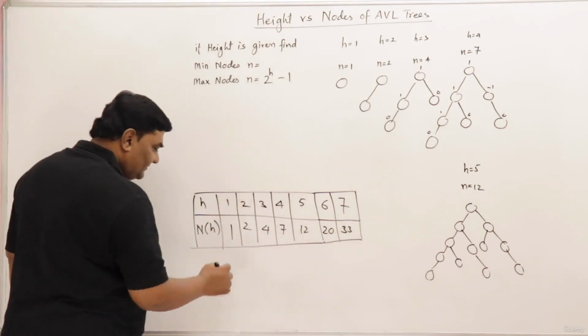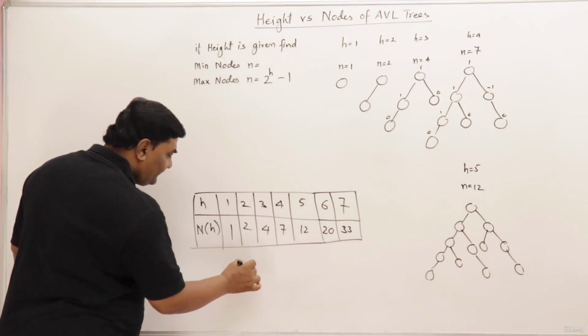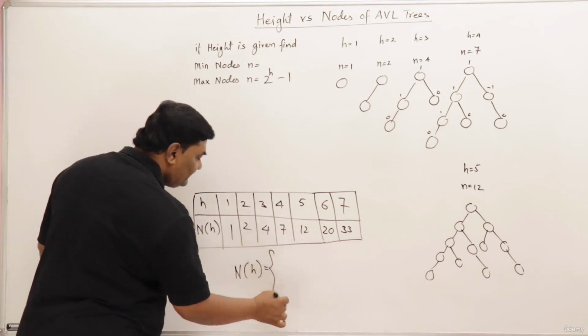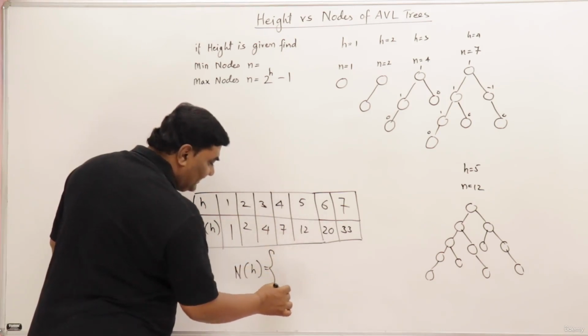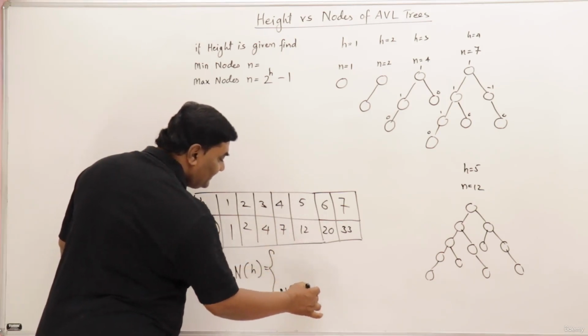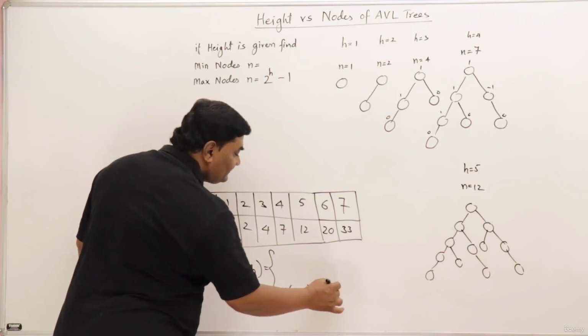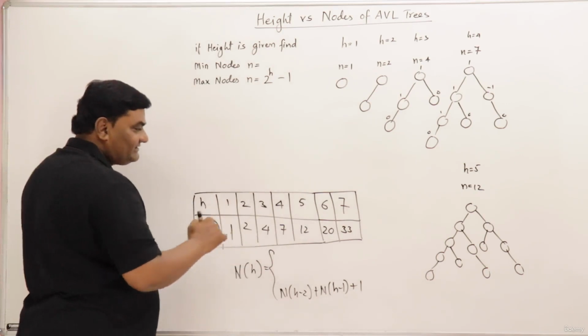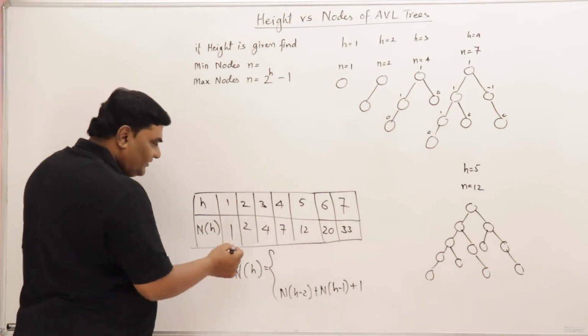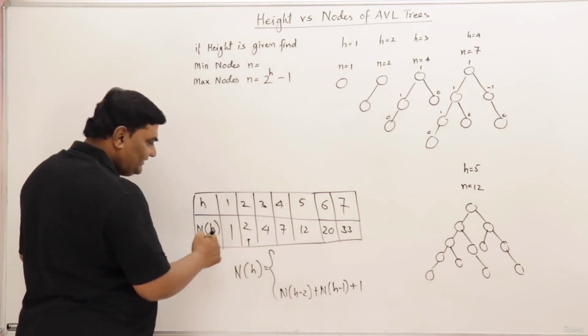Yes. So the formula is, number of nodes for a given height is the previous two values added, plus 1. So n of h equals n of h minus 2 plus n of h minus 1 plus 1. Yes, this is the formula. Then for the very first value, I should have two values with me.